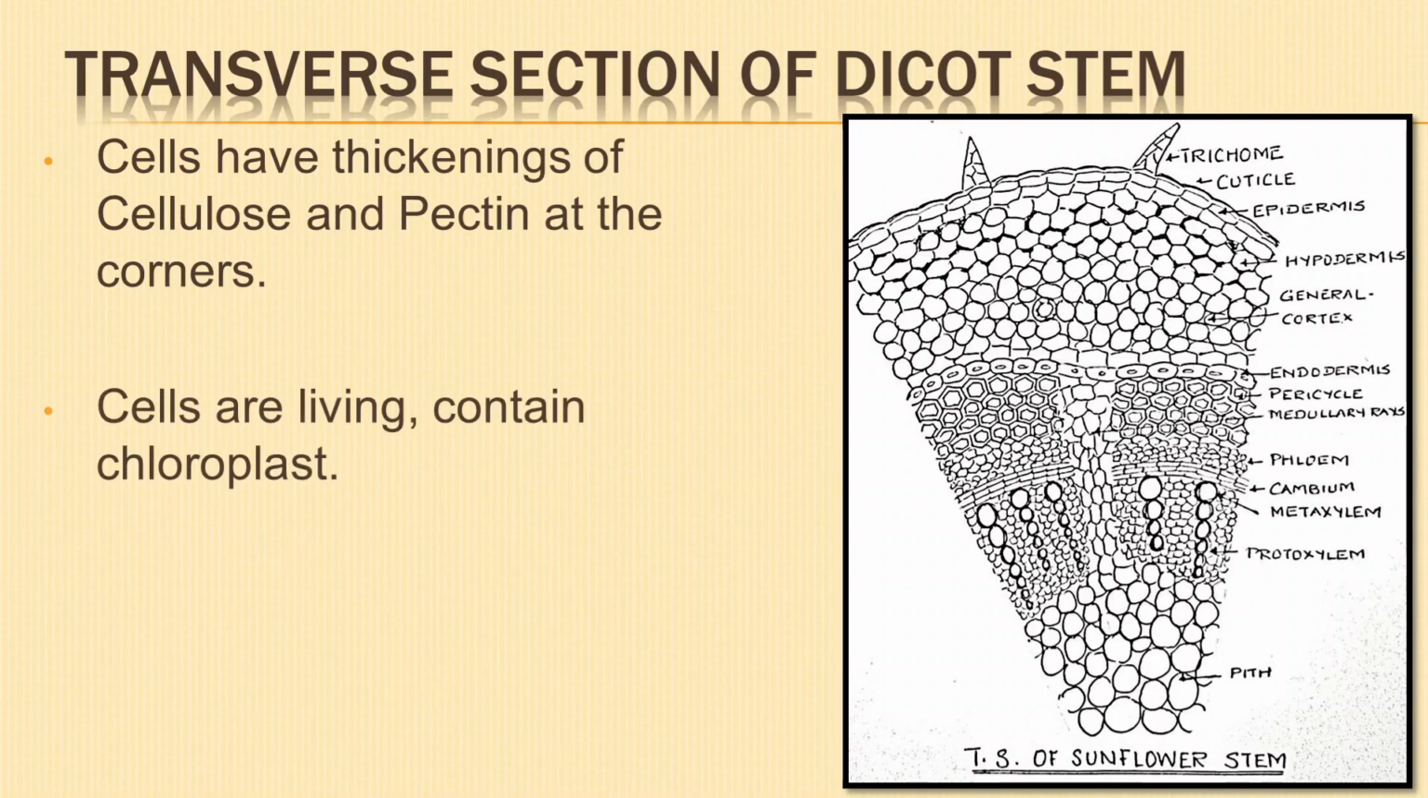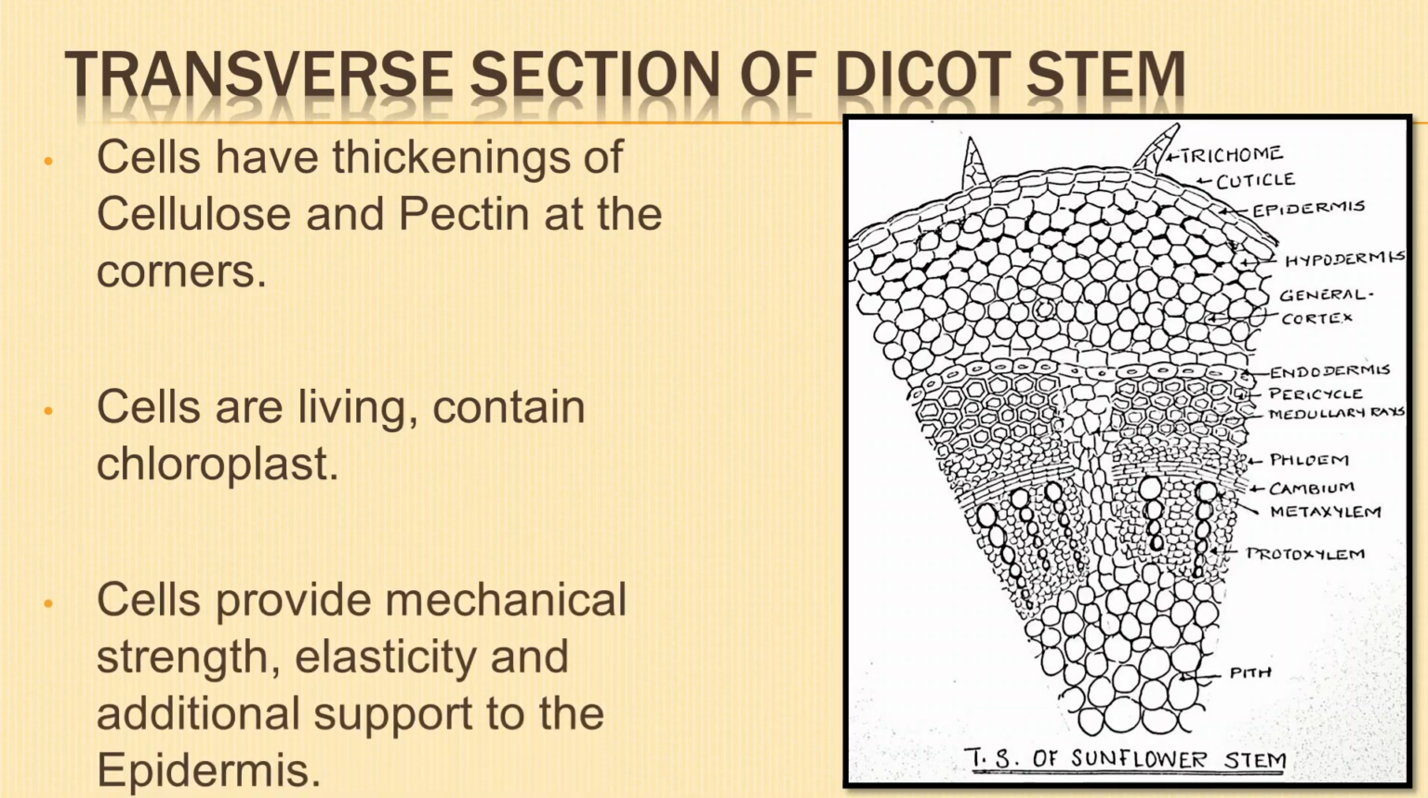Collenchyma cells are living and contain a number of chloroplasts and therefore help the plant in preparing food. The cells of hypodermis provide mechanical strength, elasticity, and additional support to the epidermis.